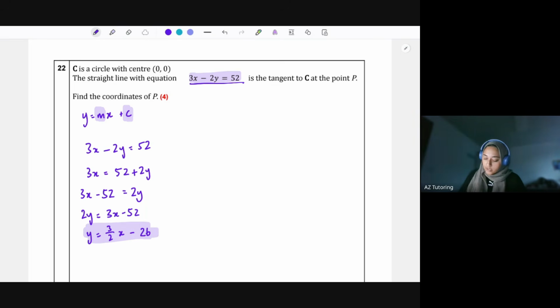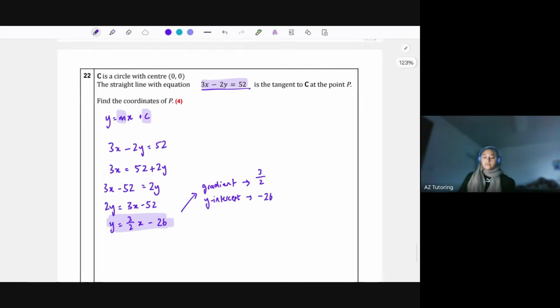And why we did that is we can easily spot what the gradient and the y-intercept are. So the gradient is what is in front of the x, which is just 3 over 2. And the y-intercept, where it crosses the y-axis, is just minus 26. So we've pulled out that information.